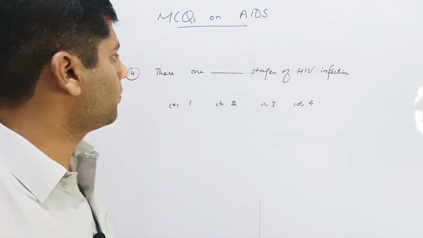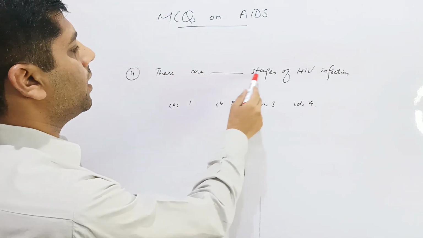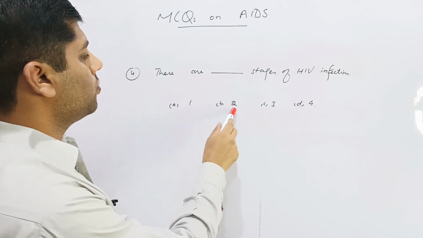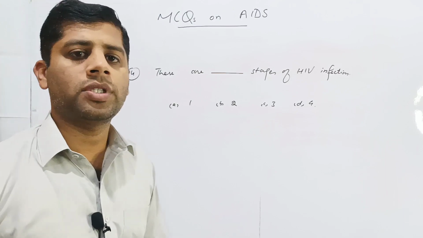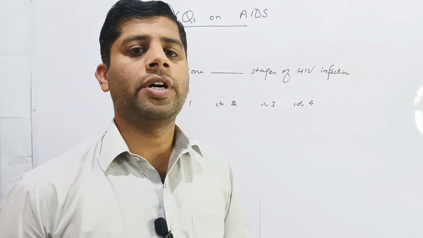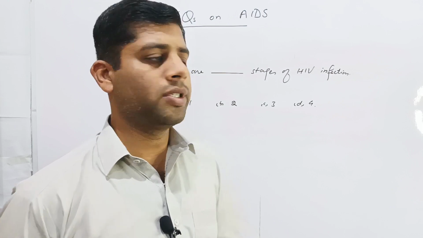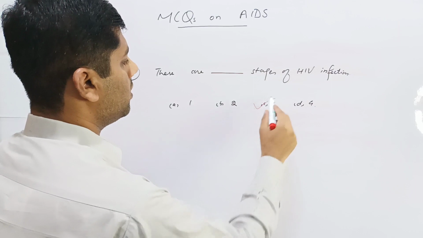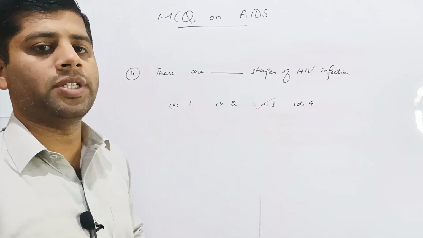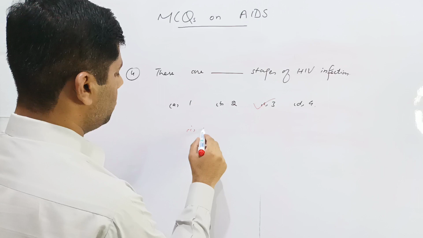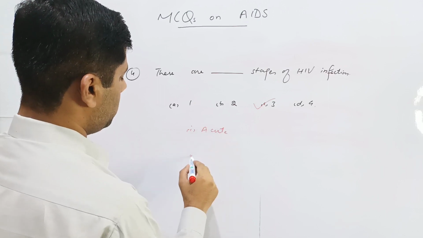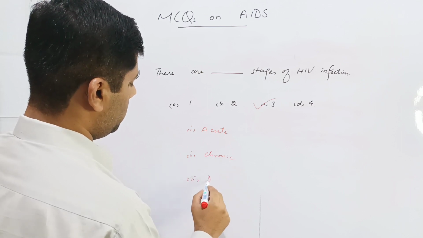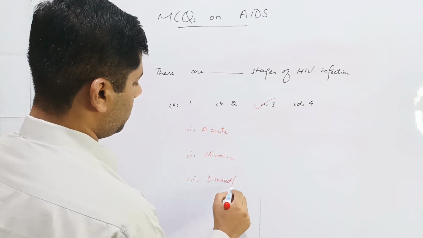Next question is: there are dash stages of HIV infection. Options given are 1, 2, 3, 4. The question appears very simple, but it is of utmost importance. It's a very technical question asking about the stages of HIV infection. So the correct option is 3 because there are 3 stages of HIV infection. First one is acute, second is chronic stage, and third is diseased or clinical stage.